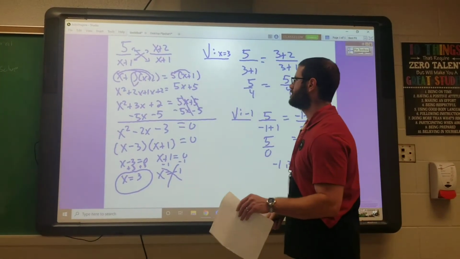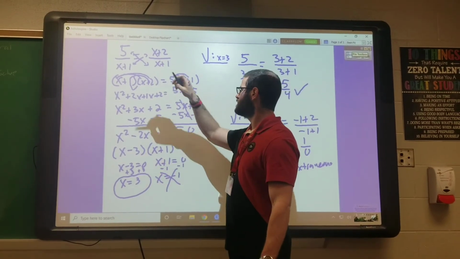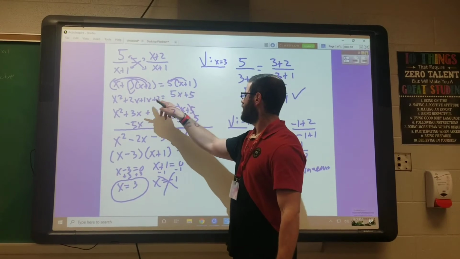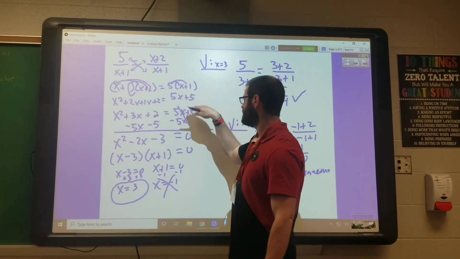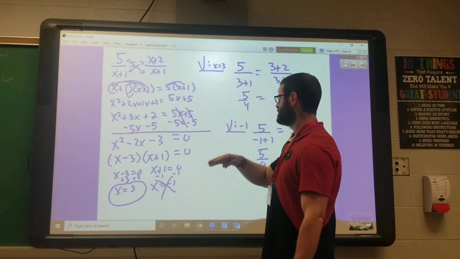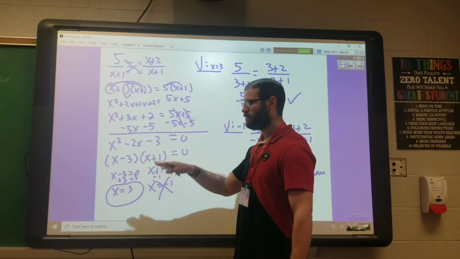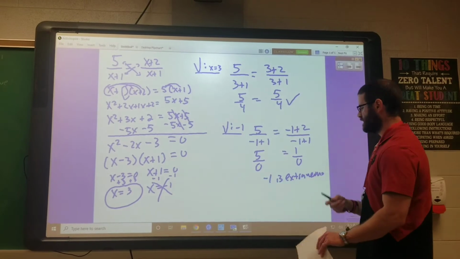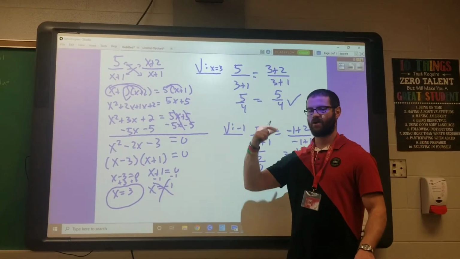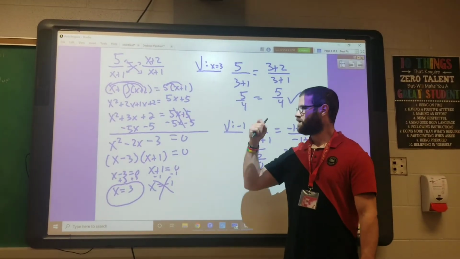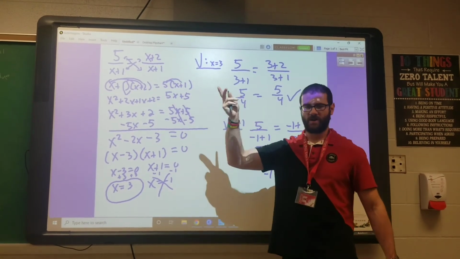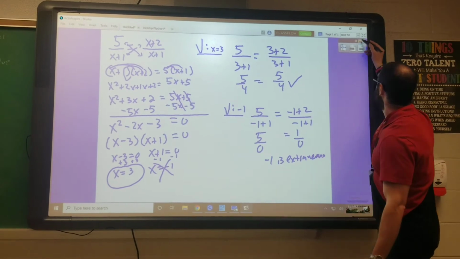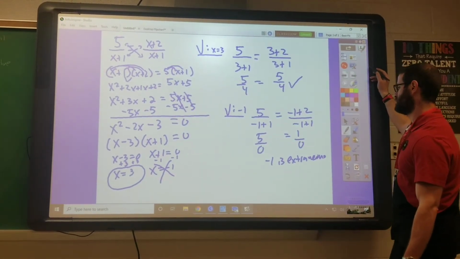So let's go through our steps again. Cross multiply, FOIL or distribute, whatever we need to do. Then we get one side equal to 0. Factor, solve, check our answers. You've got to check both of them. It's like when we did problems with extraneous solutions before. Sometimes we had 2 solutions, sometimes we had 1 solution, sometimes we had no solution. That's the same with these types of problems.